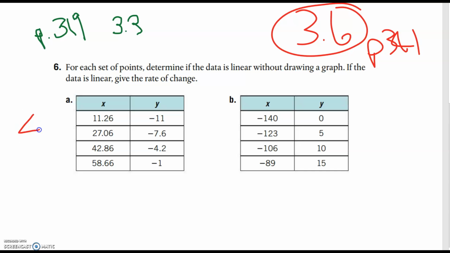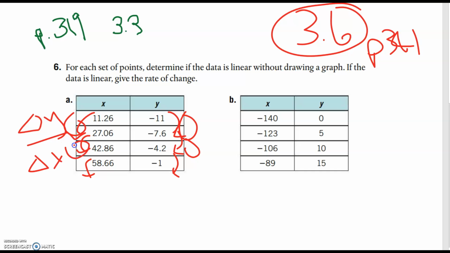If you do the change in y over the change in x, if you notice they're going down and then going across this way, if you take the change divided by the change, this one's not consistent. So this one's not linear. But if you look at this one, it's going up by 5, up by 5, up by 5.